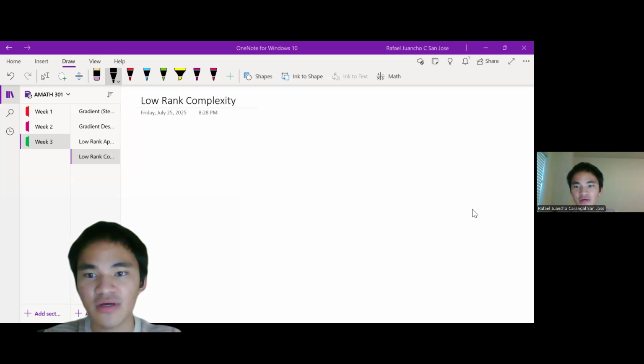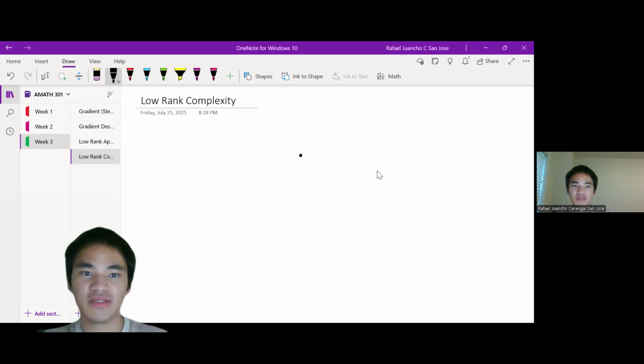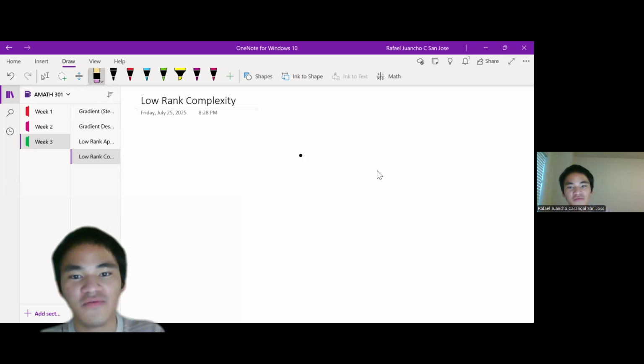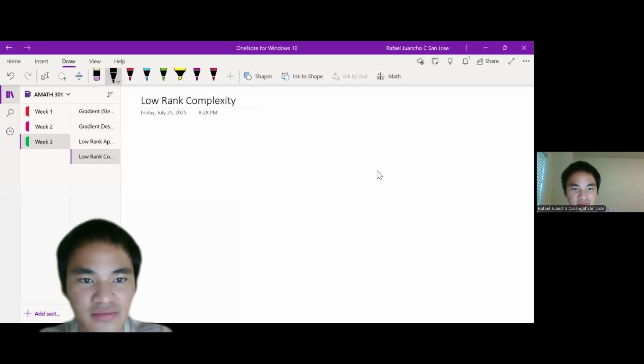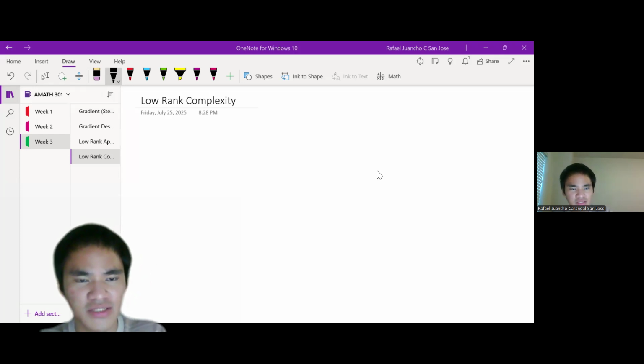So today we're going to be talking about low rank complexity. So here now we're going to dive into the complexities of what it actually means to be, well, low rank, right? So let's start with a scenario here.